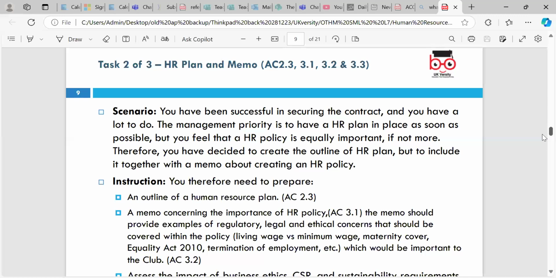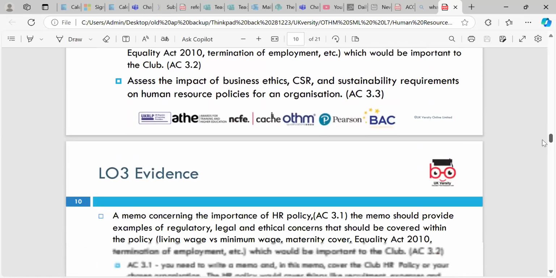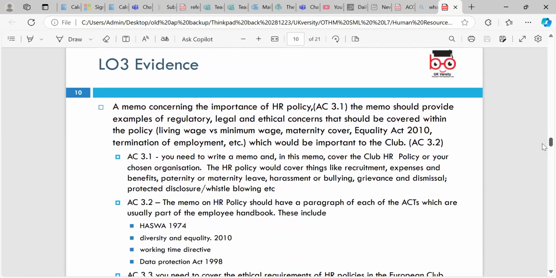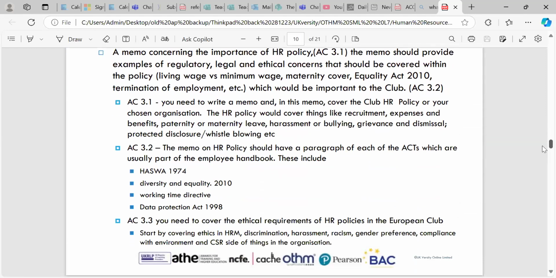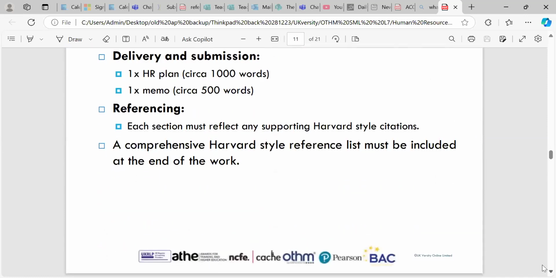Okay, move to the next, 2.3. Start with the scenario, successfully securing the contract. So outline the human resource plan, a memo concerning the importance of HR policies, and include any policy, whichever it can be. You can contextualize CSR, corporate social responsibility, profit, planet, and people. That is also important in any organization. And then move to LO3, 3.1, 3.2. So you can discuss the memo and what will be covered about the policies. You can link to laws or any other legislation like GDPR, General Data Protection Regulation, and that's what we can write about.